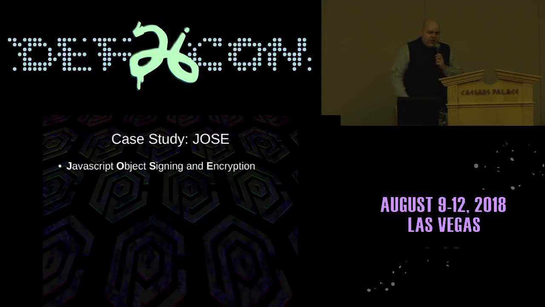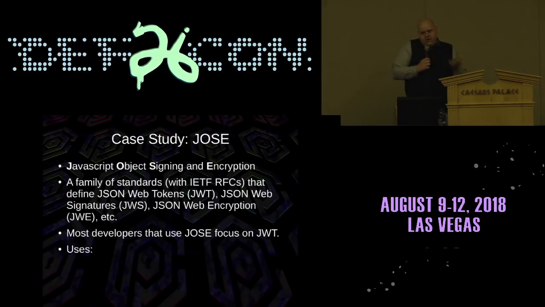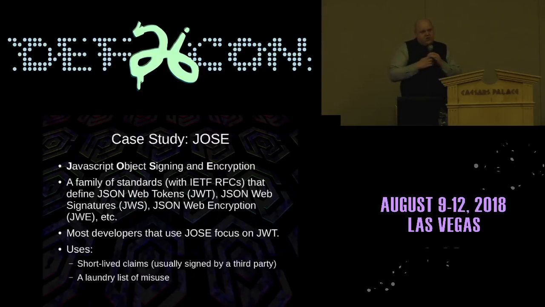It's called JOSE, the JavaScript Object Signing and Encryption Standard. Some of you might be familiar with it. It's a family of standards with several RFCs. Most of them relate to authenticated tokens, either signed using public key cryptography or secret key cryptography, or they're encrypted. People use them for all sorts of things. They're supposed to be used for short-lived claims, like if you have a third-party download server and you want to say, yes, they can download this file once. That's the envisioned use case. People abuse them for stateless sessions and all that, and it was never really designed with that use case in mind.